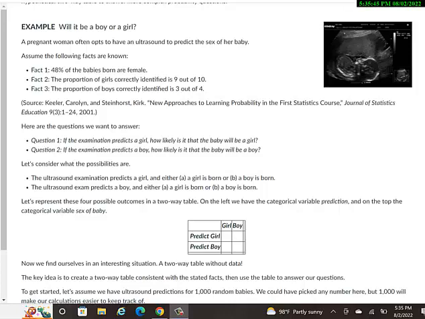Okay, on this page we'll look at a new example, but kind of expand on the same ideas we were looking at. For example, will it be a boy or a girl? A pregnant woman often opts to have an ultrasound to predict the sex of her baby. Assume the following facts are known.